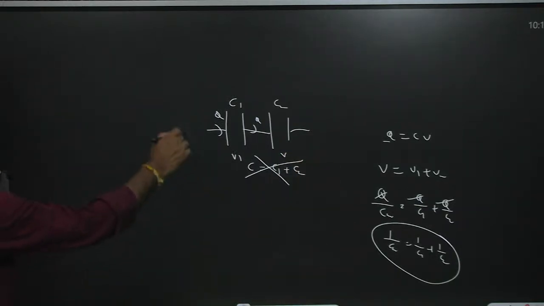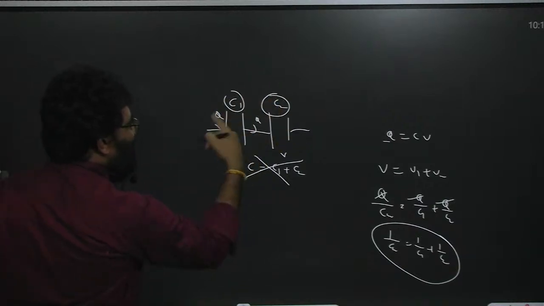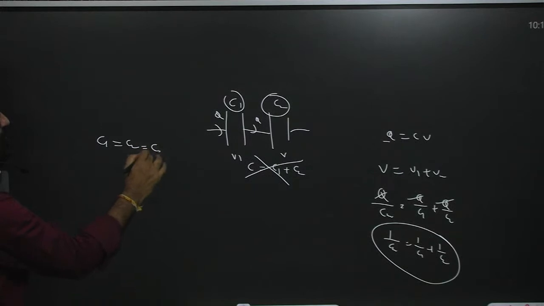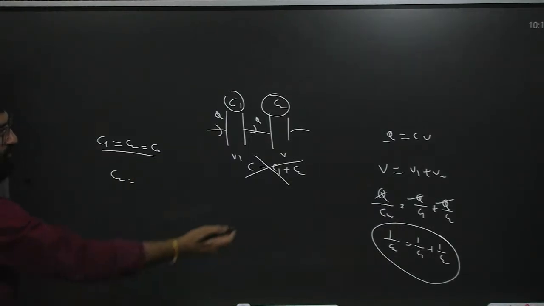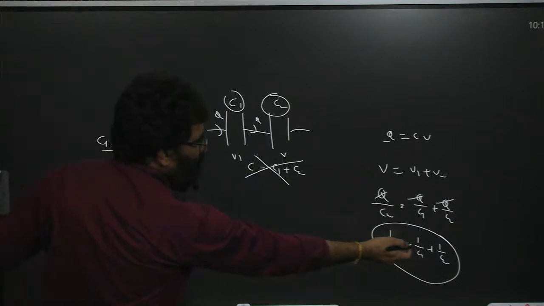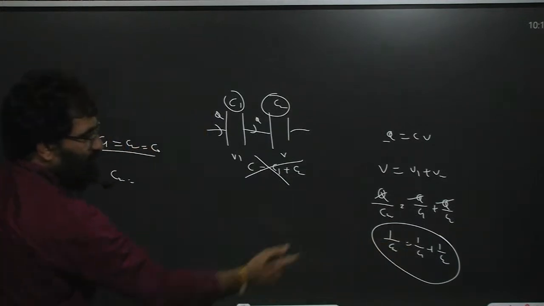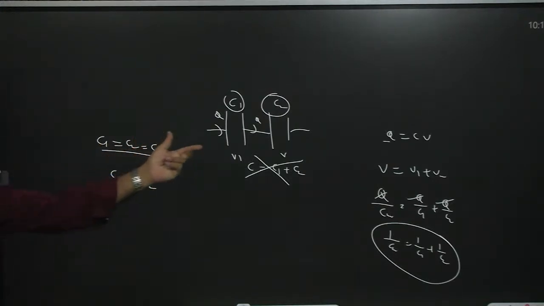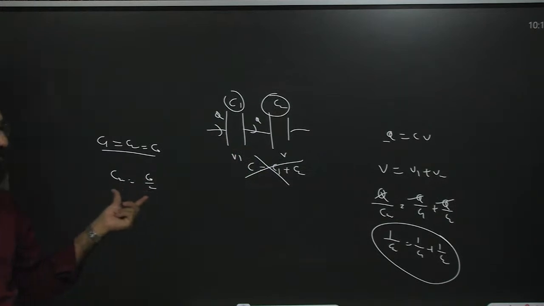So if identical capacitors are connected in series, C1 is equal to C2 is equal to C0. Then how much is C effective? For two capacitors in series, this is nothing but C1 C2 by C1 plus C2. So that is C0 by 2. So when identical capacitors are connected in series, the effective capacitance decreases.